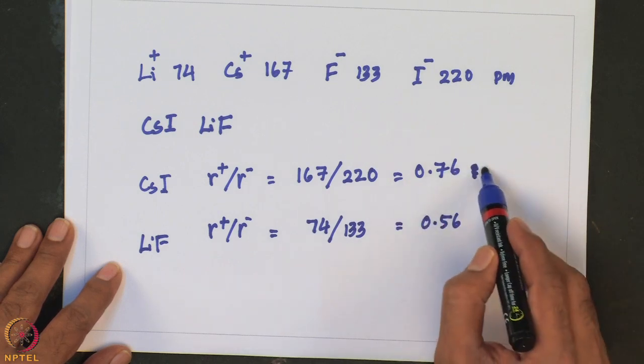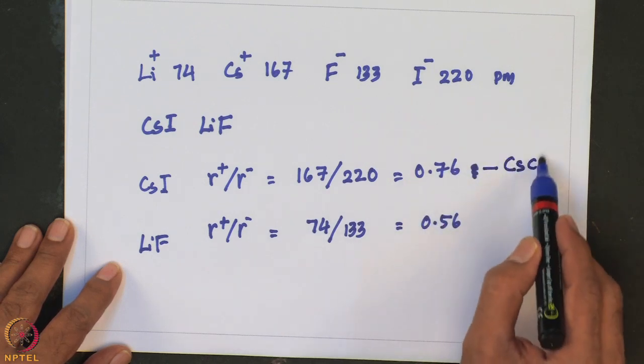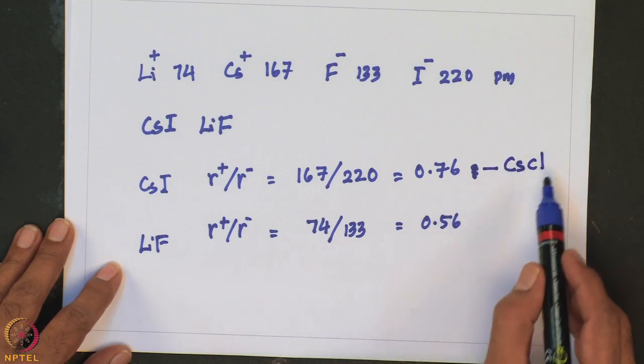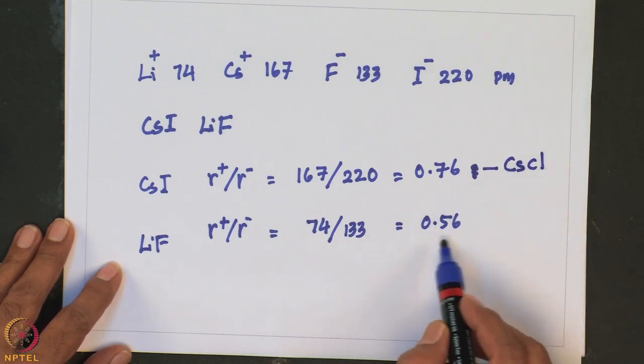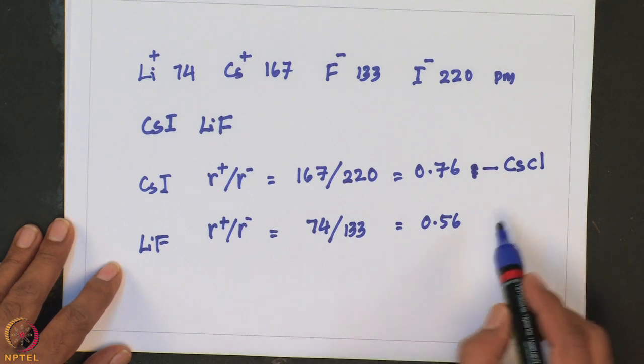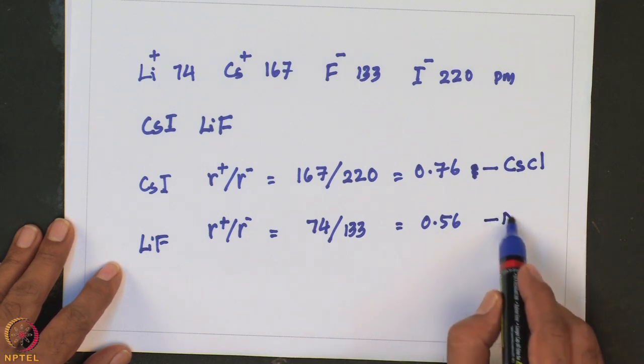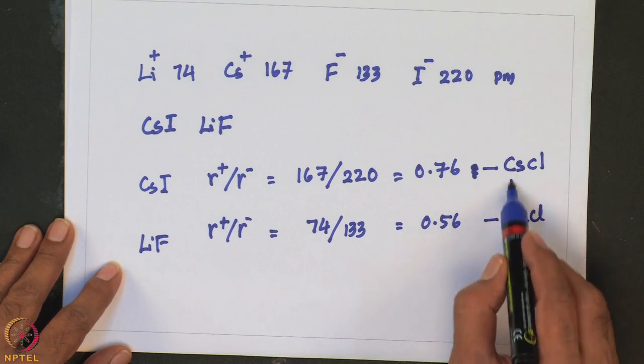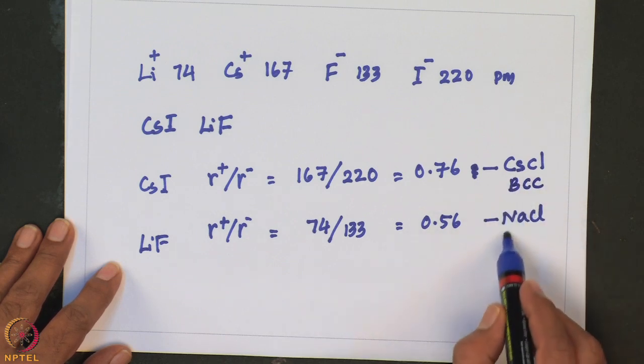So, this is very similar to the CsCl structure, that is, the body centered cubic structure, whereas this is 0.56. 0.56 means it comes in the range of the sodium chloride type structure, that is, this is BCC and this is FCC.